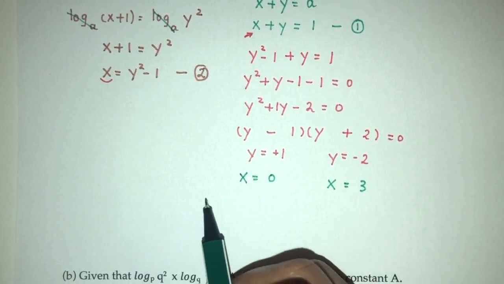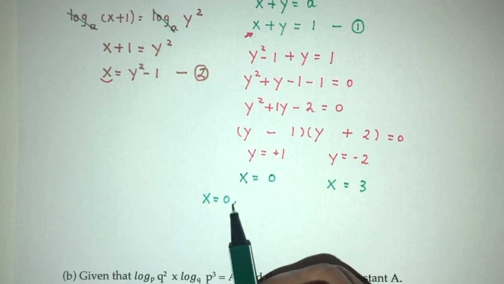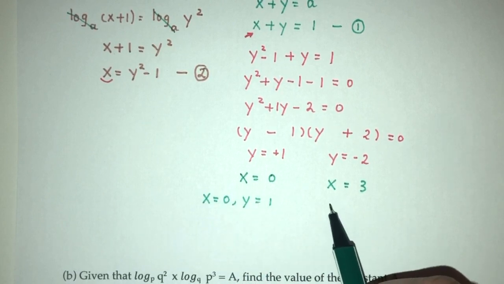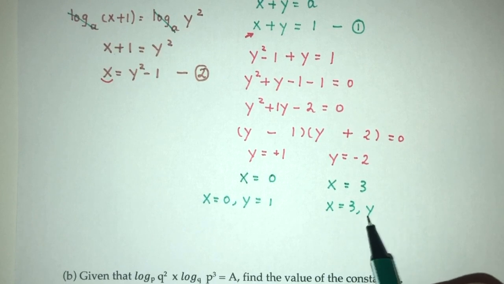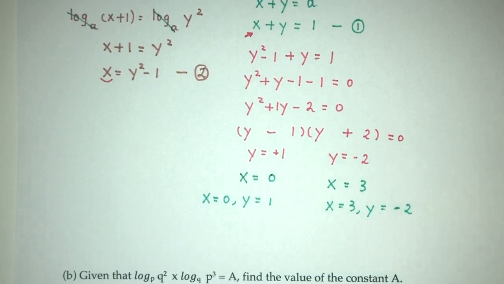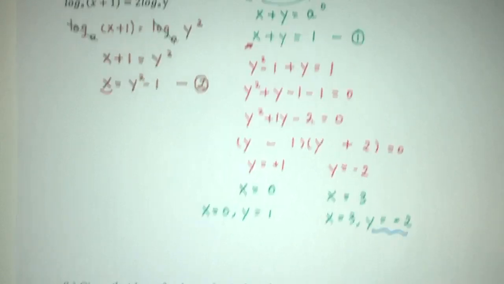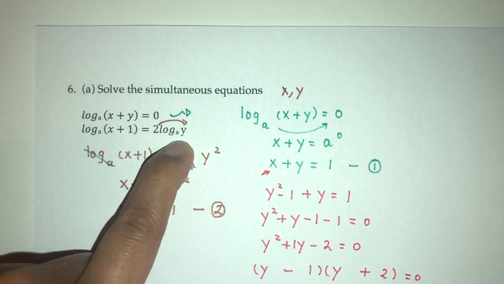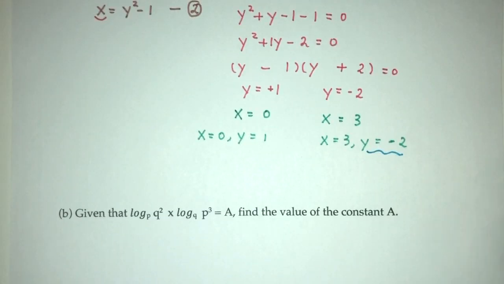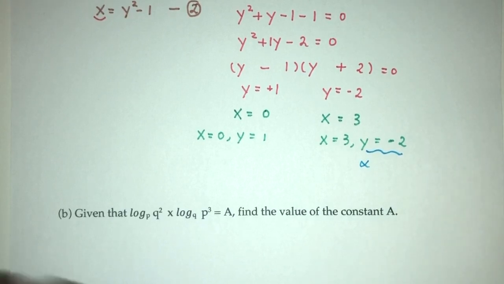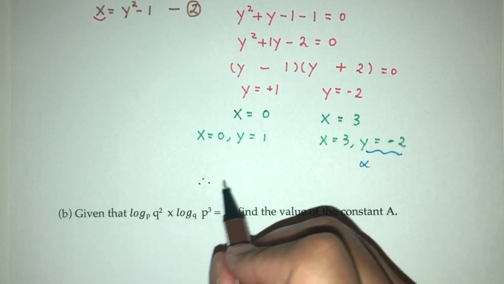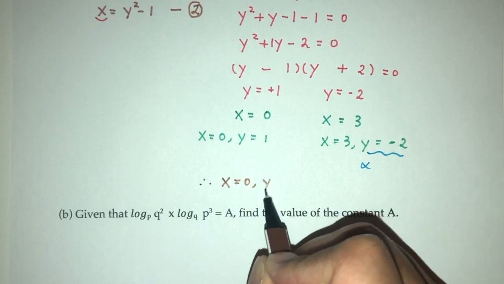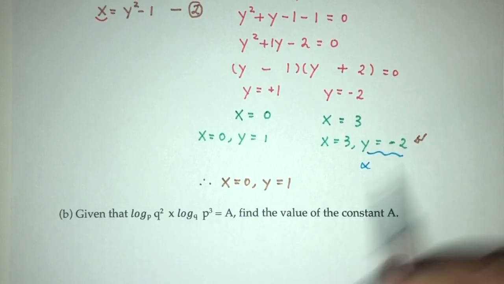So here we have two possible values. x is equal to 0 and y is equal to 1, or x is equal to 3 and y is equal to minus 2. But if you observe now, we have to check if these values are valid or not. Now if you observe here, we have a negative value. If you were to plug this value in here, because you can see we have log to the base a of minus 2, log cannot take negative values, so this one will not be a valid answer. So we can only have this one as your answer for this question, because this is not valid.